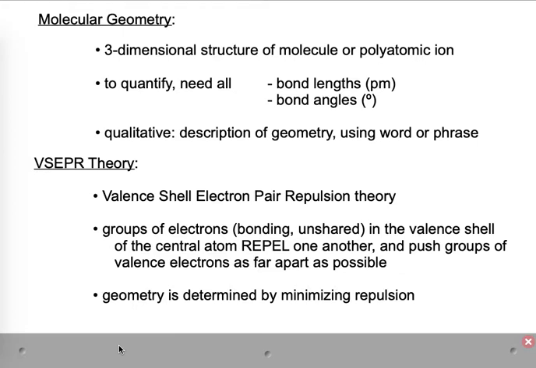To use VSEPR theory to predict the three-dimensional structure of a molecule or ion, we're going to go through a series of steps, and here's the procedure. Step number one, draw the Lewis structure. You can't do anything until you know how many and what types of groups of electrons are around the central atom.